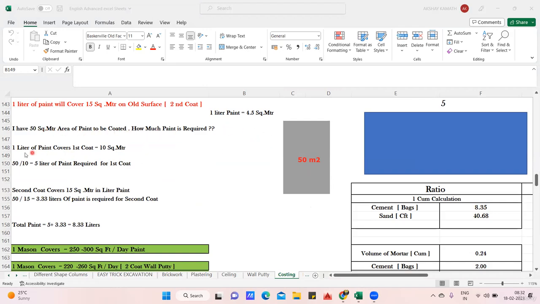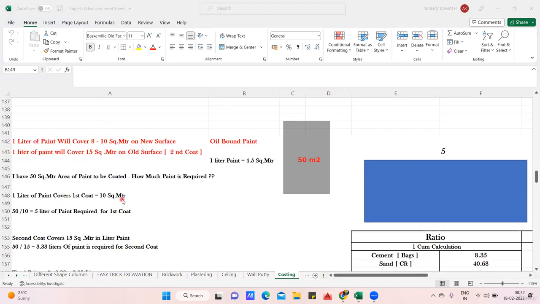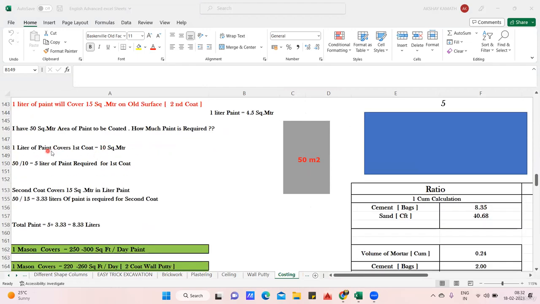I know that 1 liter of paint will cover 10 square meter. It is 8 to 10, so I've taken 10 here. You can take even 8 also. It totally depends on you, but 8 to 10 is the range we have. So 1 liter of paint in the first coat covers 10 square meter. I have 50 square meter, so 50 divided by 10 I get 5. So 5 liters of paint is required for the first coat.